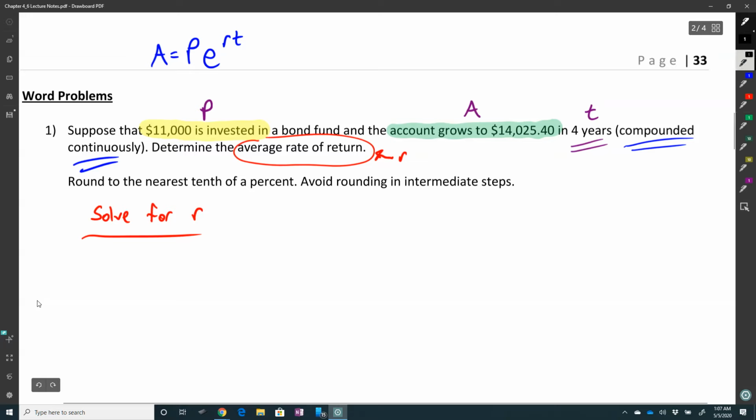Okay. So to do that, I have A, 14,025.40. Usually we don't put the commas when you're doing the math because it just gets confusing. That equals P, 11,000, e to the r times 4. So I just plugged all my numbers in.